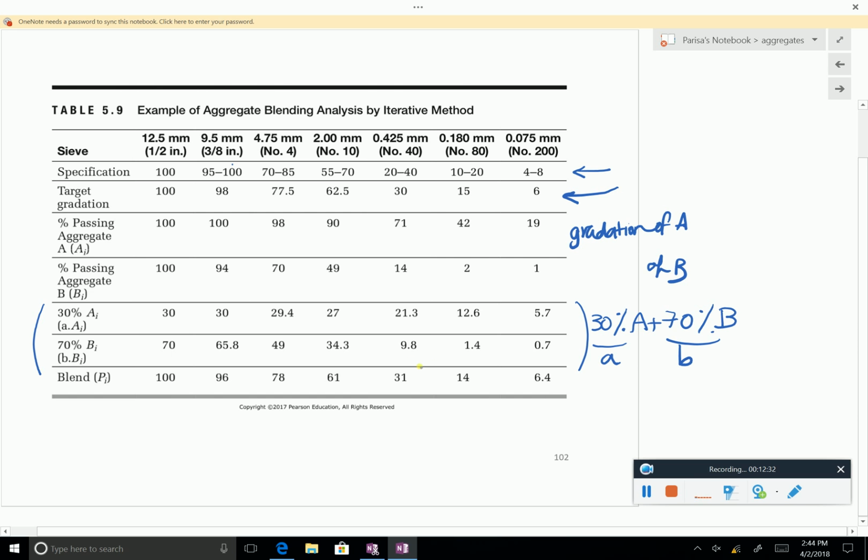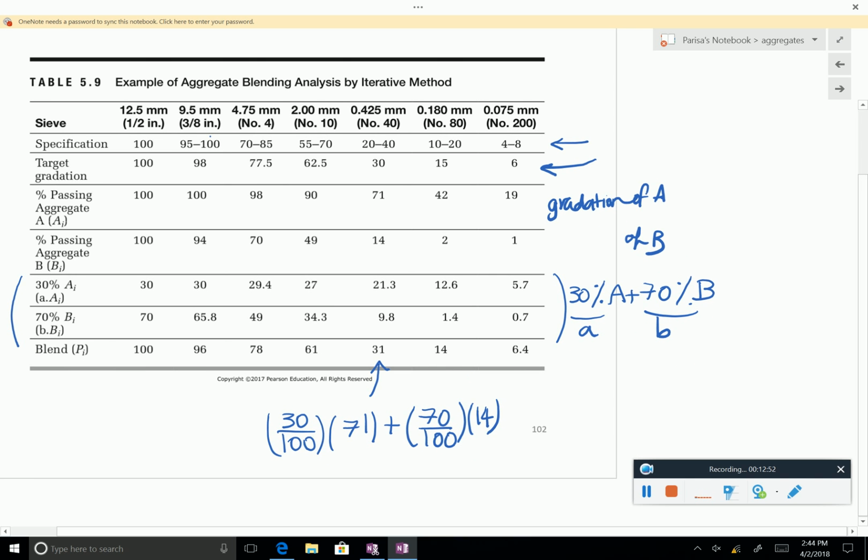For example, we just look at one here. We have 30% times 71 plus 70% times 14. The first number is 20.3, and the second is 9.8, and then you get 31. You can very easily do this in Excel. Program it so it's very easy.